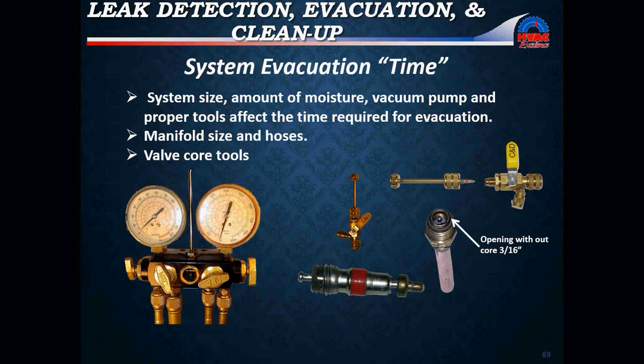Using manifold hoses of 3/8 inch or even 1/2 inch vacuum hoses, you're going to want to remove Schrader valve cores. You're going to want to open Schrader valves, which may have a hole to open equal to about 30 seconds of an inch, and if you have any sort of solenoid valves, you want to make sure that those are energized and opened as well.